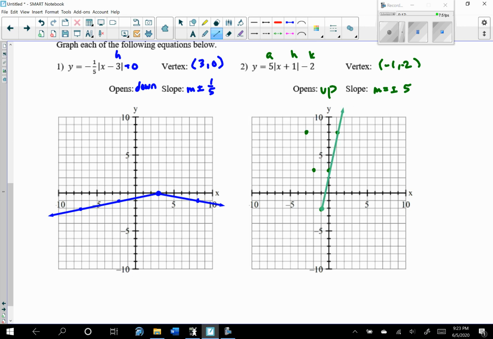And so now we have our graphs. And again, you can use your graphing calculator to check your work if you need to, but we're going to go ahead and skip that for now.